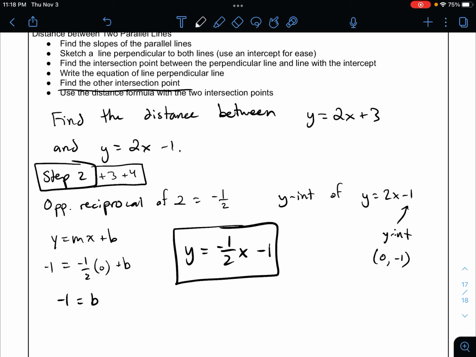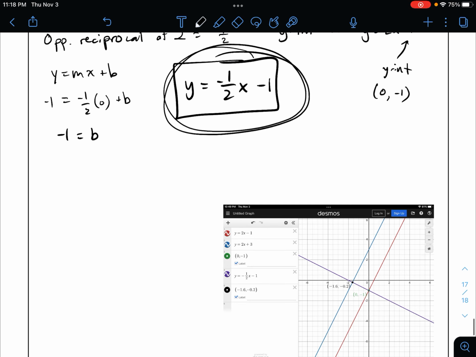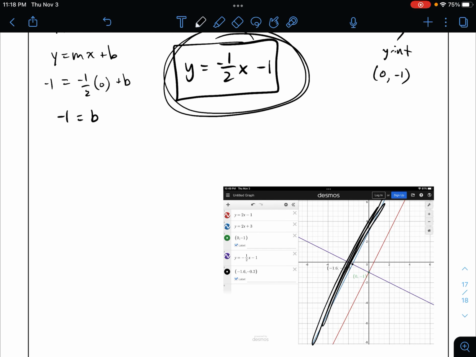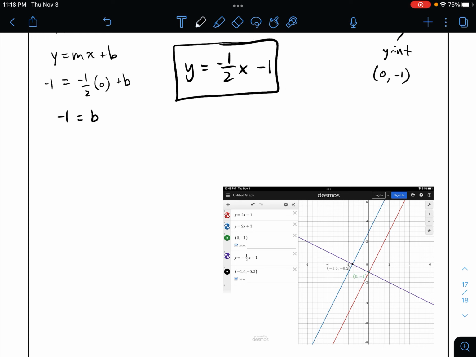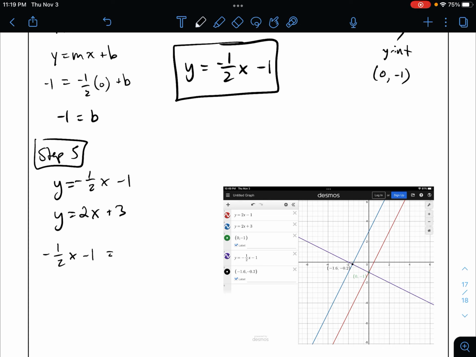Then we want to find the other intersection point. Okay, so we want to figure out where this line intersects the blue line, right? Where the purple and the blue are going to meet each other. So to do this, we're going to have to do a system of equations again. All right, this is step 5. We want to know where the perpendicular line, that negative 1/2 x minus 1, is going to be the same as the equation of the blue line. So I can just go ahead and use the transitive property. So we know negative 1/2 x minus 1 is equal to 2x plus 3.